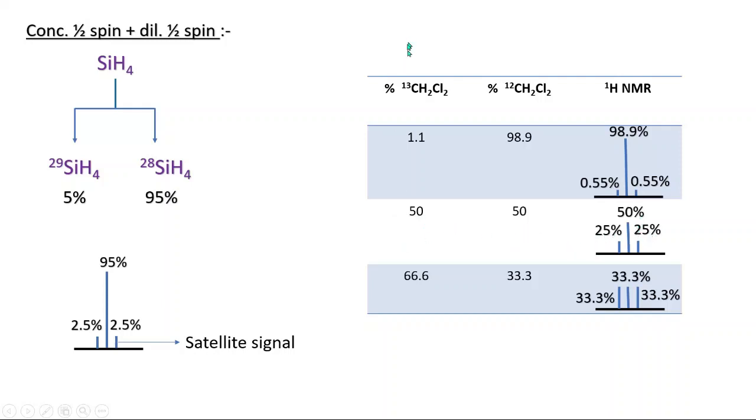Now come to the case where the carbon 13 isotope molecule is 66.6% and carbon 12 is 33.3%. Similarly we will do it: this molecule has a singlet of 33.3%, and the doublet will be divided by 2, giving 33.3% each. So all the signals have equal distribution. From that we will know what percentages of 13C and 12C are in my sample.